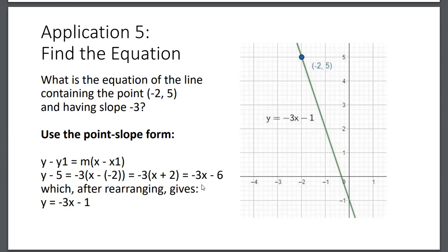If you add 5 to both sides, after rearranging this point slope form, you can get it rearranged into slope intercept form. Y equals -3x minus 1. And right from there, we see that the slope is -3, what we wanted, and the y-intercept is -1. Right there, you can see it.